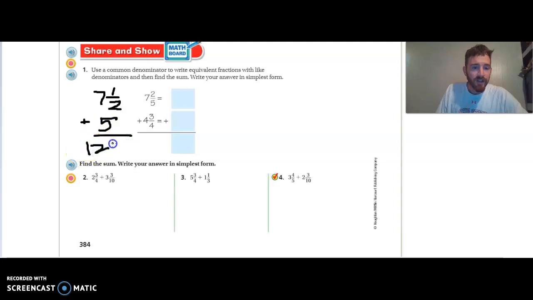So my estimated answer is about 12 and 1/2. That's a terrible estimate, but that's okay. We're just doing a quick one. So we're going to keep these whole numbers here. 7 and 4 are going to stay the same, but then we have to change our fractions to make equivalent fractions with common denominators.